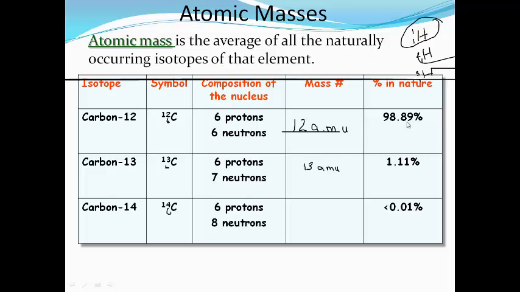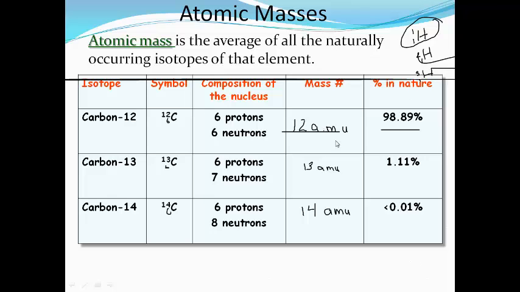Notice that carbon 12 is the most abundant form, making up 98.89% of all of the carbon that there is in nature. Carbon 13 is 1.11% of all carbon, and then carbon 14, 6 protons, 8 neutrons for a mass number of 14 AMU, is less than 0.01% of the carbon. So we find this very, very rarely in nature.